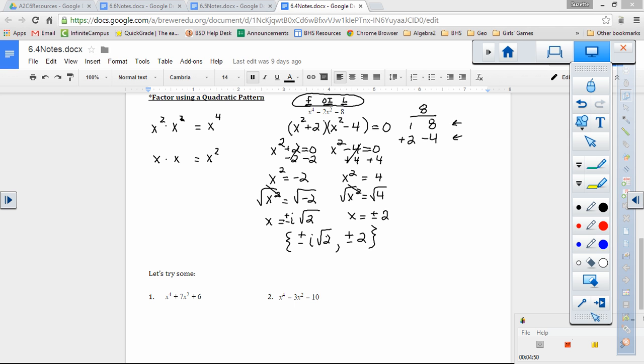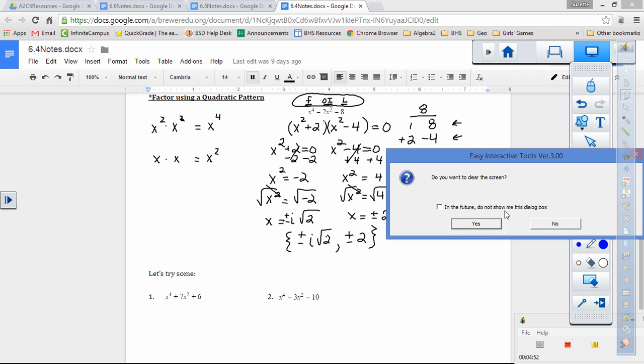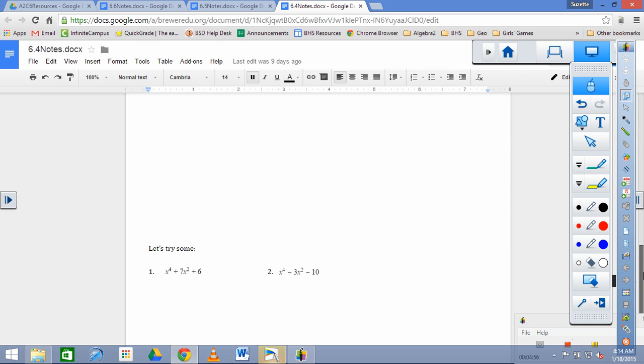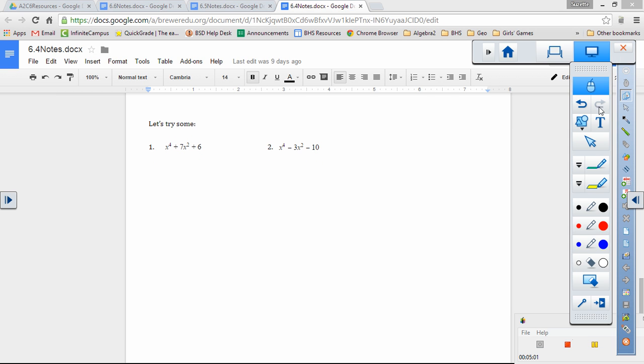Okay, so let's try a couple. Let me clear the screen and scroll up for you. And we'll just try a couple of these. So two examples. I don't save myself a lot of room to write here, so let's see what I can do. Again, it's a quadratic to the 4th power, so a is 1, so I'm just going to go ahead and put my parentheses down.